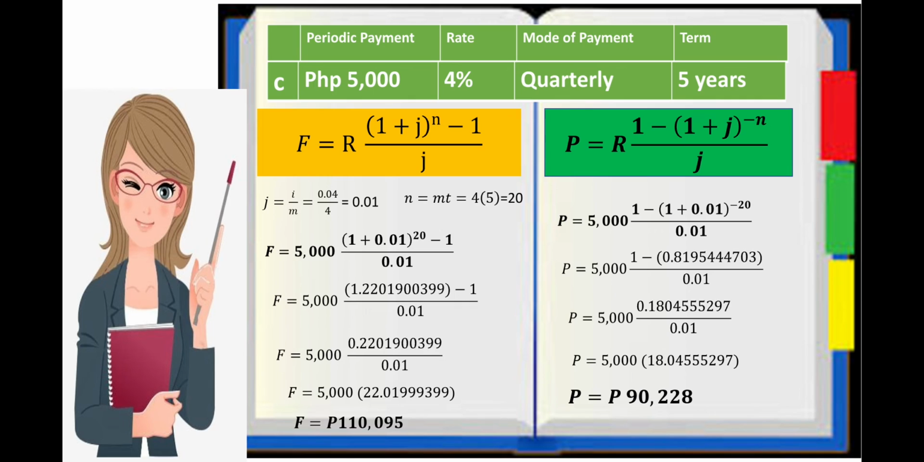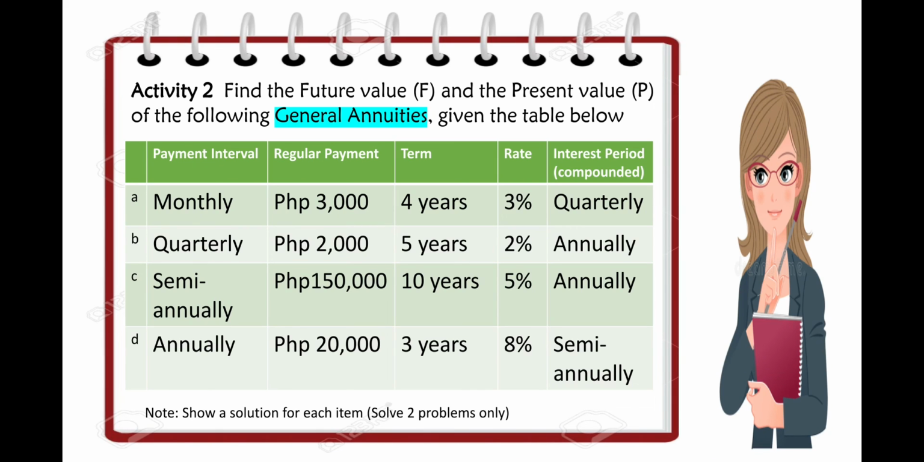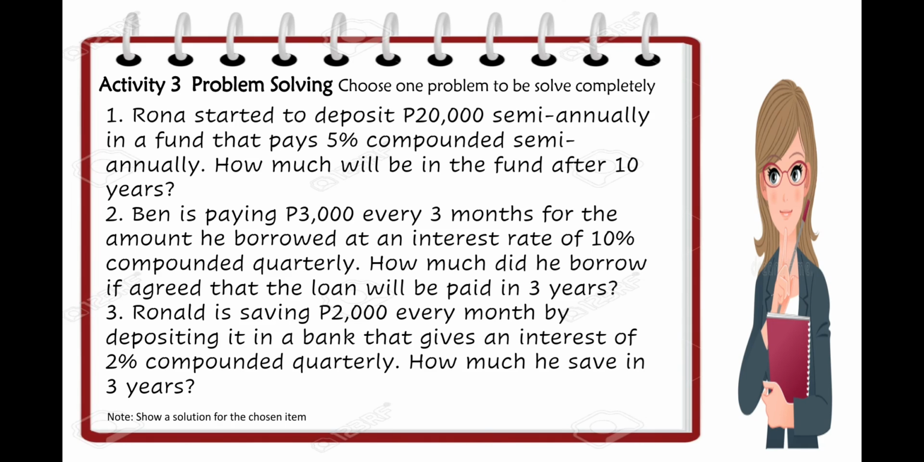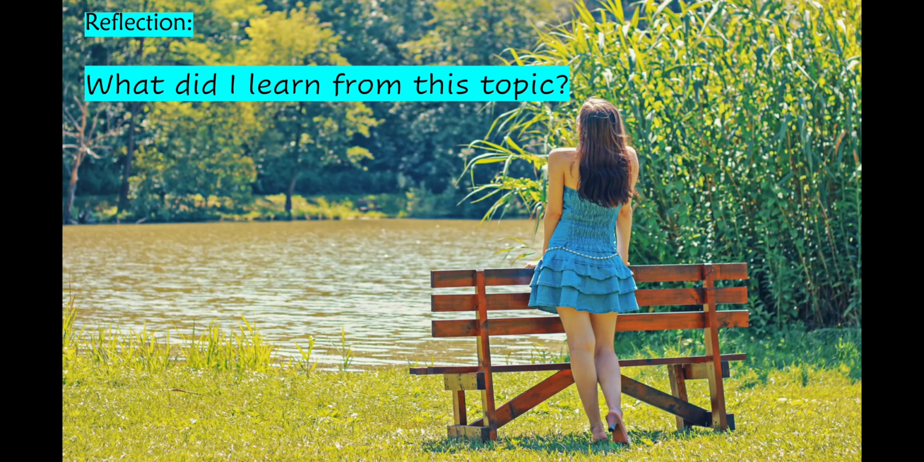So what you're going to do now is to continue solving what are given in the table using this formula and this solution. It should be a complete solution. Okay, for Activity 2, find the future value and present value of the following general annuities given the table below. So we have A, B, C, D. You're going to show your solution for each item, but you're going to choose 2 problems only. And then for Activity 3, that is problem solving, choose 1 problem to be solved completely. So we have 3 given worded problems here, but you're going to choose only 1 problem to be solved, with complete solution.